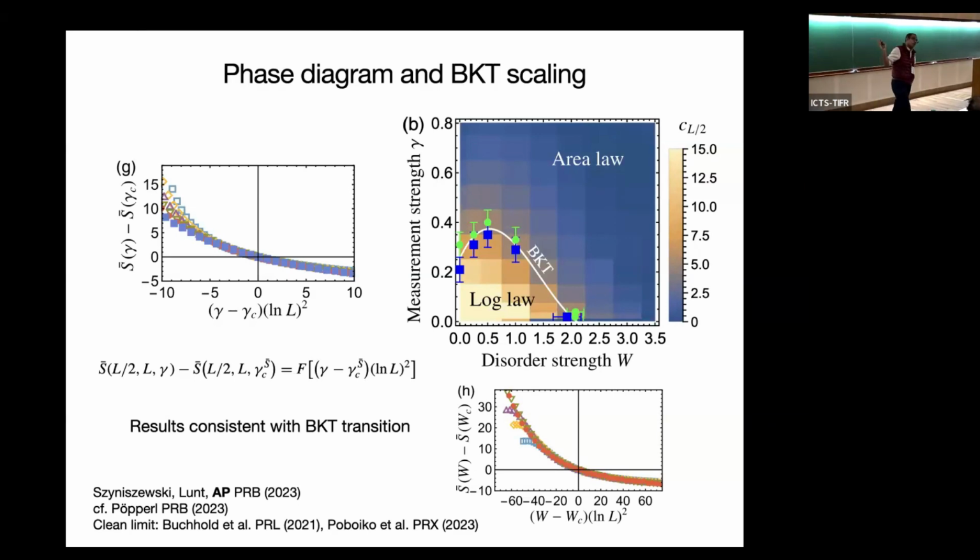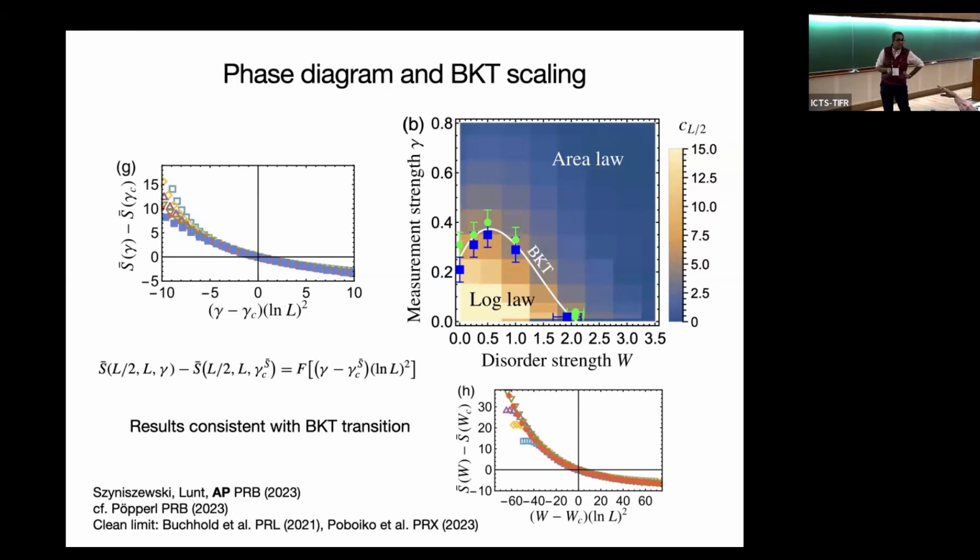Not in this model, but you can drive a phase transition in the Lindblad as well. That's a different model. It depends on what your jump operators are. Okay, let me quickly move on. Any other questions?